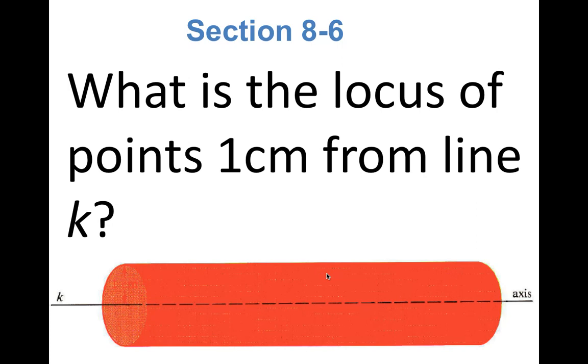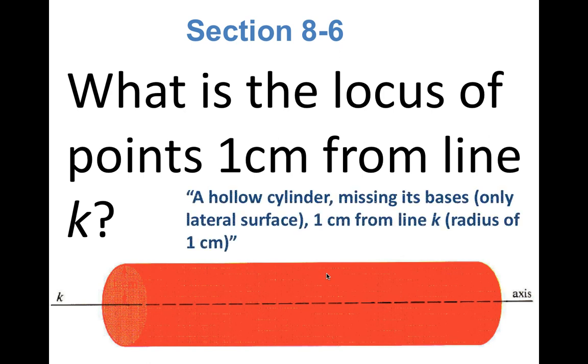So it would be a cylinder. And actually, would it be a cylinder? If you said cylinder, would that be specific enough? Let's see if I write in the answer here. A hollow cylinder, missing its bases, only the lateral surface. You just say the lateral surface of a cylinder with a radius of 1. And that would be it, right? Because you could have points coming an inch in front of the screen, and that would be 1 inch away from this axis.